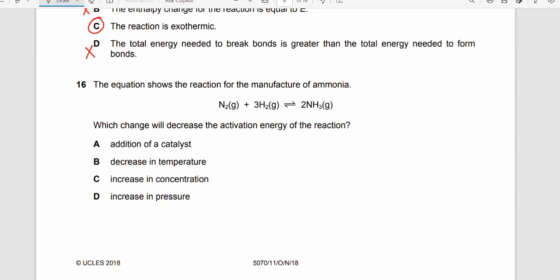Decrease in temperature? No, not at all. Increase in concentration, not at all. Increase in pressure, no, no, no. These have no effect on the activation energy. Activation energy is the barrier. When we use the catalyst, it provides an alternative pathway, and this way the activation energy barrier is reduced. In this way, many reactant molecules are able to cross it, and the rate of reaction is increased by the decrease of activation energy. That happens because of the catalyst.